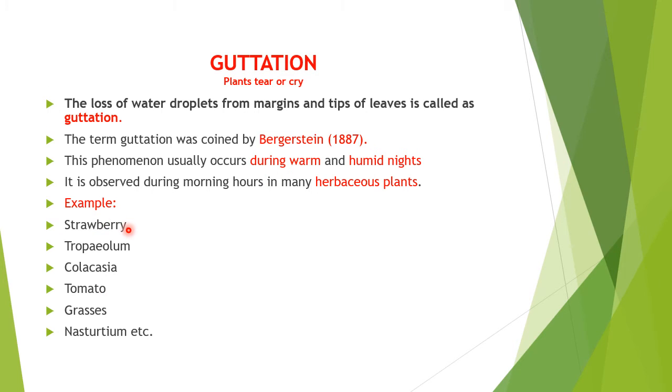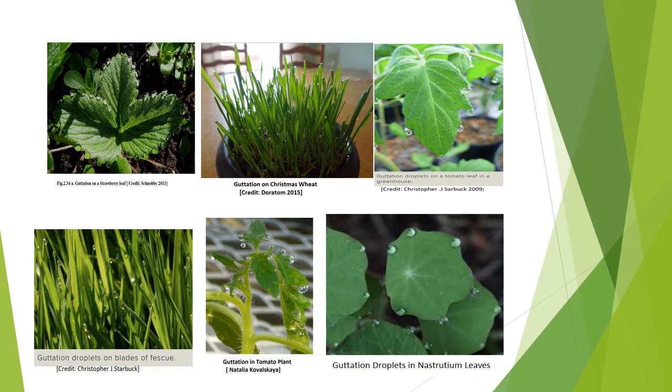Some of the examples where guttation is most prominent: strawberry, Tropaeolum, Colocasia, tomato, grasses, nasturtium. These are the examples where you will most often observe guttation early in the morning during warm and humid nights. So by definition, guttation means the loss of water droplets, either through the margins or the tips of the leaves. See, just like the plant has tears coming, or the plant is crying. See, these are some of the examples.